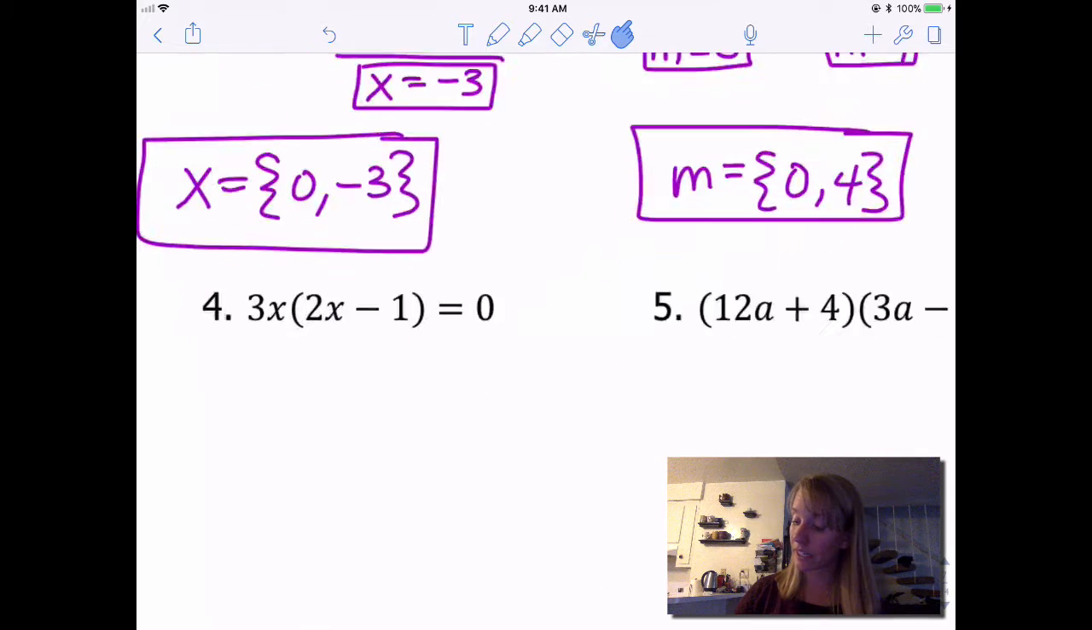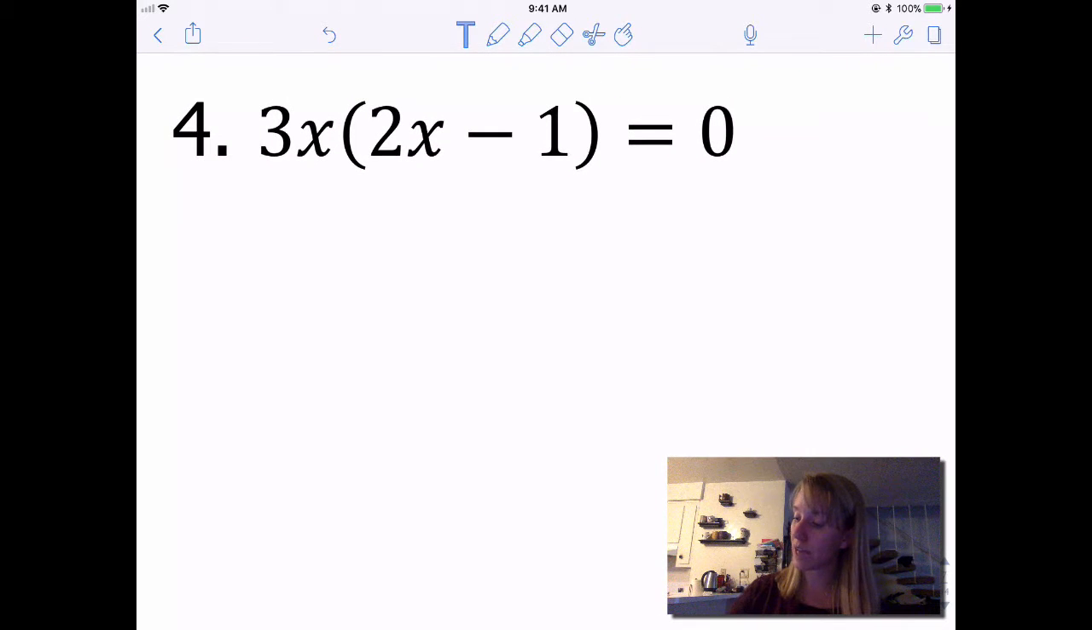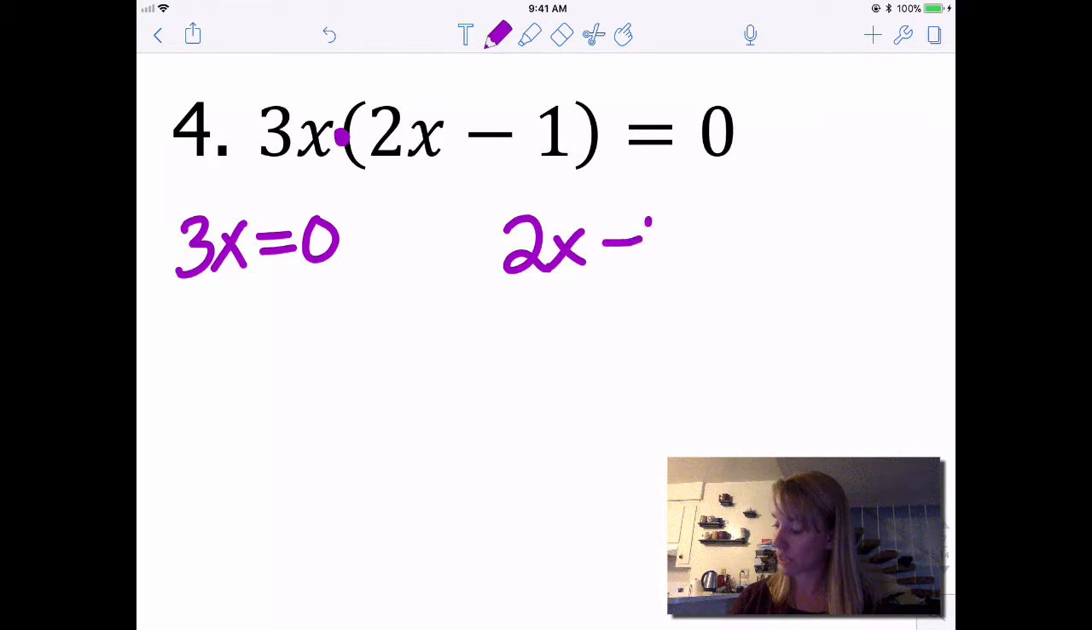Because we're going to get stuff that's a little more complicated. 3x times 2x minus 1 equals 0. Put in your multiplication sign. It should go right here. Set up your two equations. 3x equals 0, or 2x minus 1 equals 0.